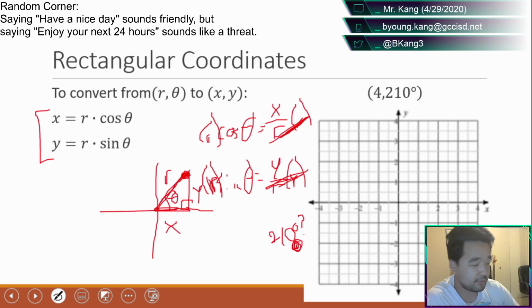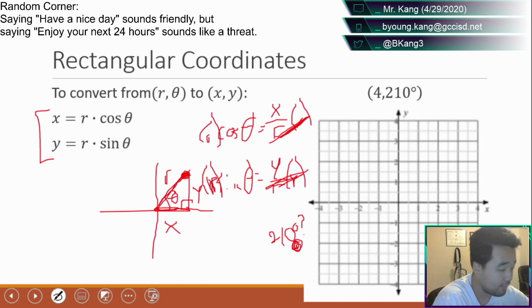So 210 degrees, I'm facing somewhere down there in quadrant 3, a little past 180, and you went out by 4 spaces. So how do you actually get the real coordinate? I'm guessing it's going to be somewhere right there. Obviously, that's not the answer yet. So I have r, I have theta. I can plug it into there.